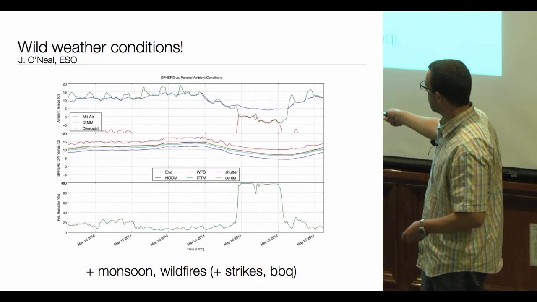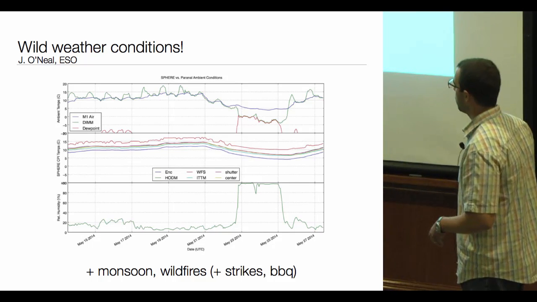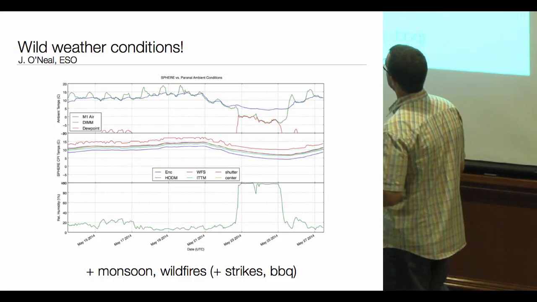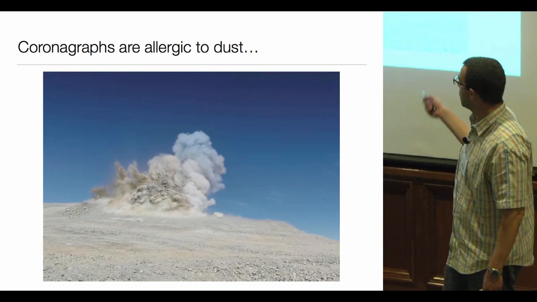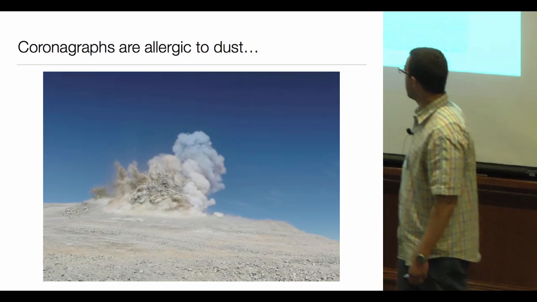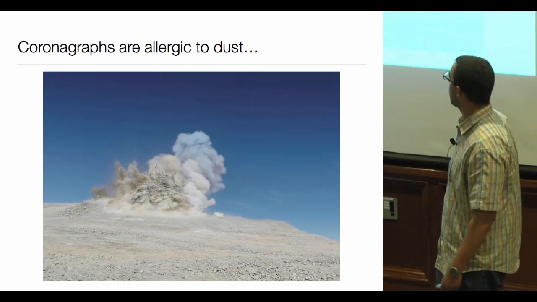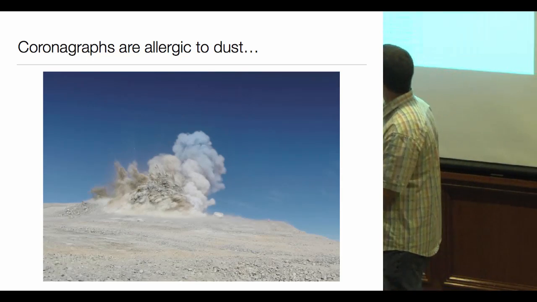but that's something that you need to be aware of. In Arizona, they have to care about monsoon, which closes the facility for a few months. We have wildfires, strikes in Chile, and sometimes barbecues. So coronagraphs are allergic to dust. This is the summit for the future Extremely Large Telescope, 20 kilometers away from Paranal. So we closed the domes, of course, when we did that.